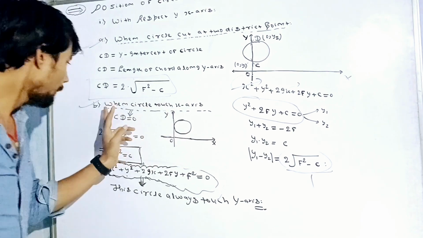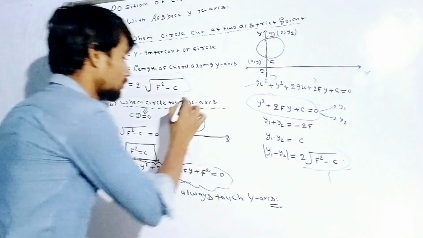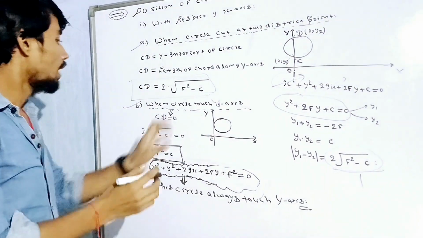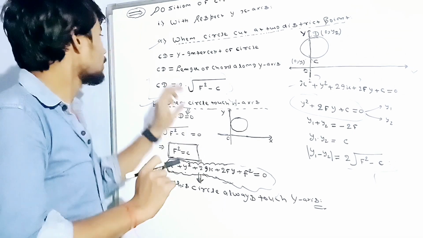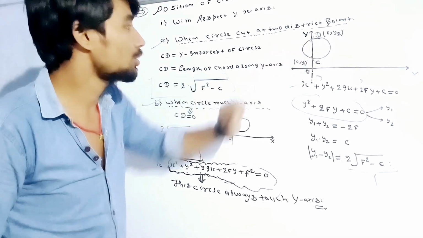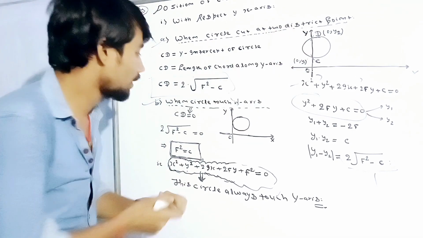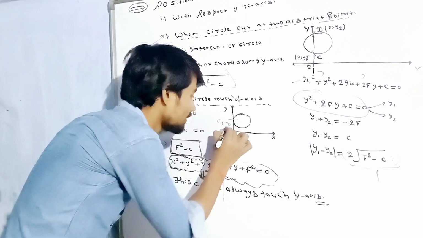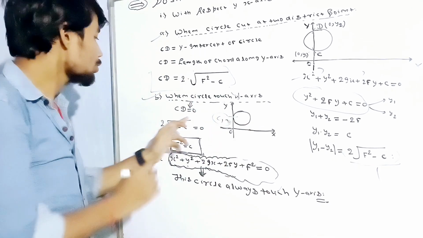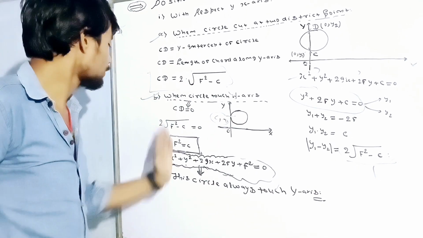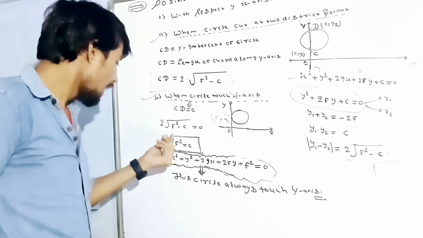Now, when the circle touches the y-axis, then the length of the chord along the y-axis is 0, that is the length of CD becomes 0, that is point C and point D lie here. So the length of CD, 2 times under root f square minus c, is equal to 0, that is f square is equal to c.